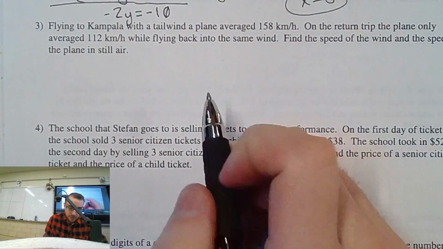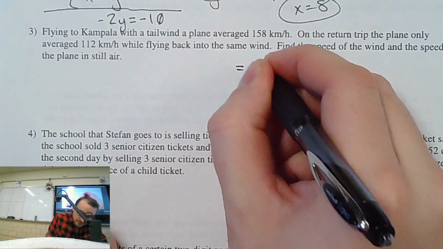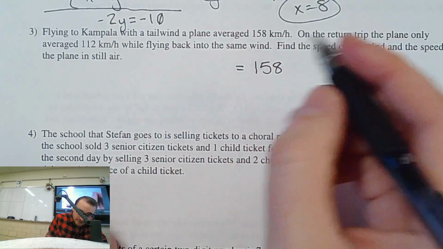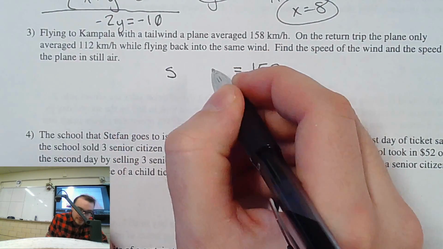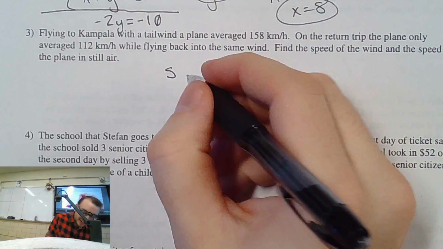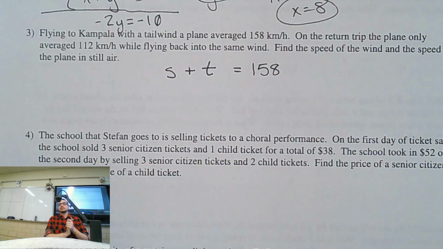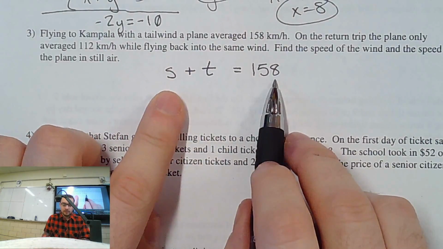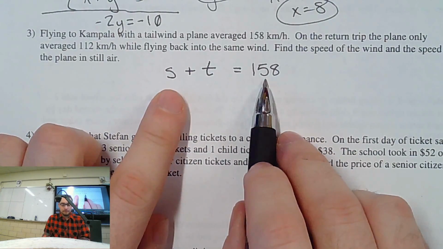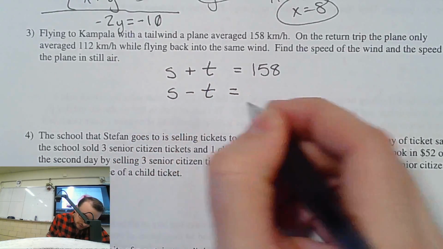So flying to Kampala with a tailwind, a plane averaged 158 kilometers per hour. So 158 is the total. We have the plane's speed and then the tailwind. Tailwind means that it's pushing along with it. Okay, so I'm getting you through the jargon here. So when we apply the tailwind, it's going to add to it, right? It's going to help push it in the same direction. So on the way there, it was getting a tailwind, meaning that it got boosted, right? On the way back, it had the same thing, but it was slowing it down.